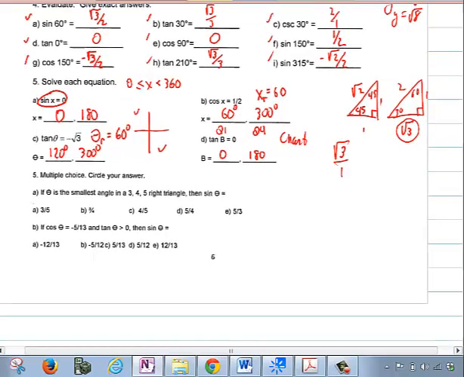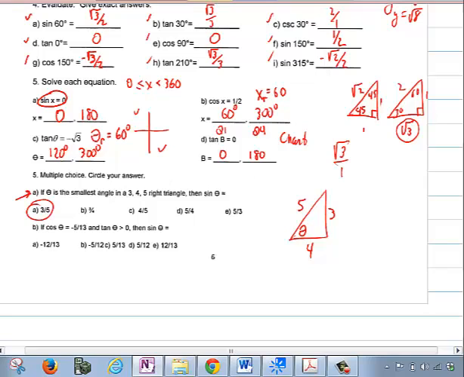Okay, so now in the multiple choice question, they say you have a 3, 4, 5 triangle. So here's theta, and they say the smallest angle, we want to take the sine ratio of the smallest angle, theta. Well, it has to be opposite the smallest side, so that's why I put the 3 there. The 4 is here, and the 5 is the hypotenuse, so our ratio will just be 3/5.